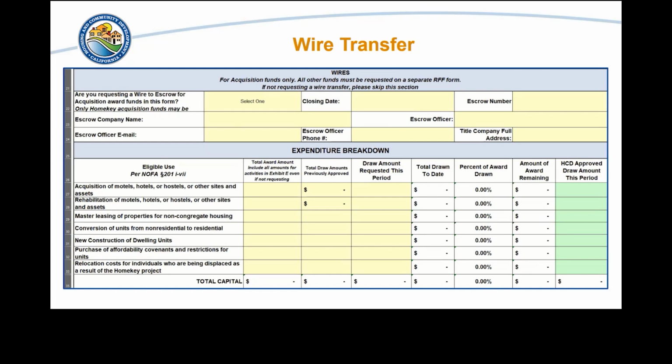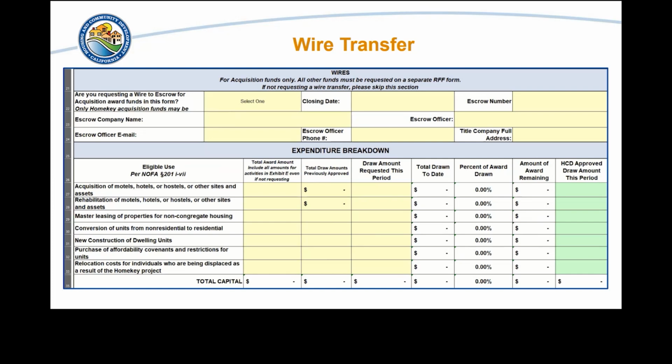Today, I'm going to introduce you to the wires section of the RFF form. The section of the form related to wires is only for projects which require a wire transfer directly into an escrow account for the purchase of the Homekey site. To process a wire and guarantee that HCD can wire funds into the escrow account by the closing date, the program needs at least 30 days lead time from the date of the request. Please keep this in mind as you gather your required conditions of disbursement prior to submitting your signed RFF.